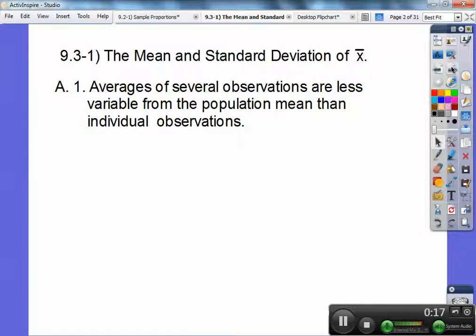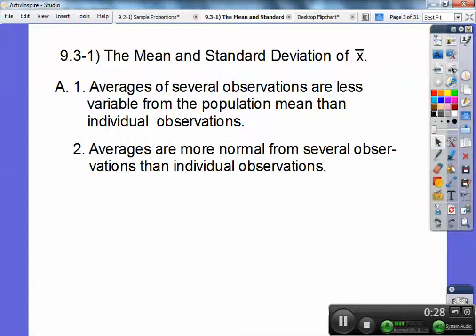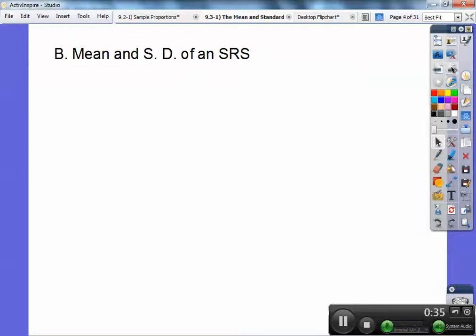Averages of several observations are less variable; they vary less from the population mean than individual observations, and you'll see an example of this towards the end of this short lesson. Averages are also more normal for several observations than individual observations. Doesn't that make sense? Yes.